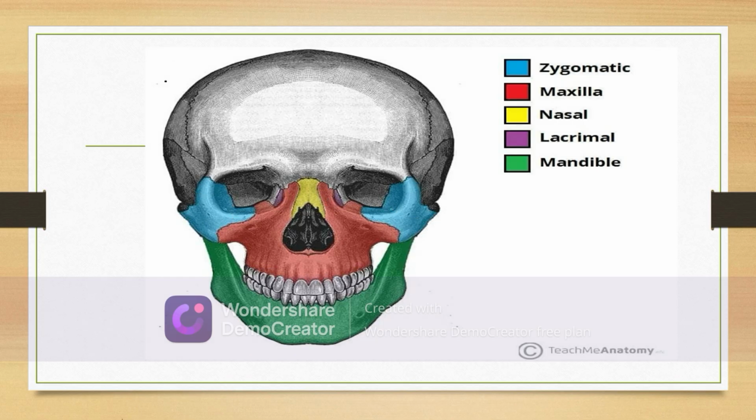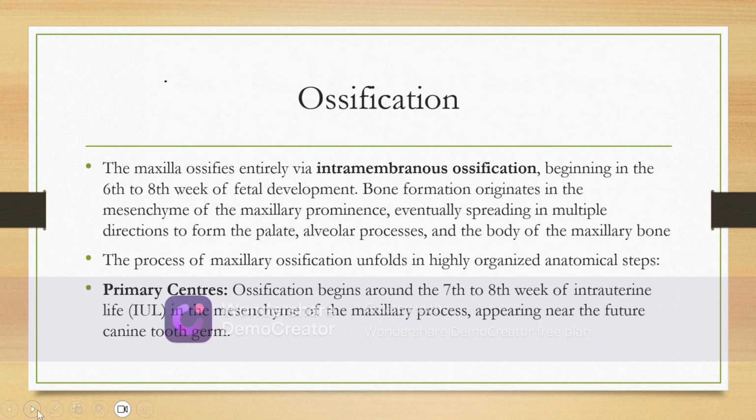Now we have discussed all the features of the processes and all the surfaces of the maxilla: the body of the maxilla, processes of the maxilla, and surfaces of the maxilla. Now it comes to the ossification. The maxilla ossifies entirely by intramembranous ossification, beginning in the 6th to 8th week of fetal development. Bone formation begins in the mesenchyme of the maxillary prominence, eventually spreading in multiple directions. You will learn this in embryology also. The primary centers appear in intrauterine life, in the mesenchymal maxillary process. It starts in the 7th to 8th week.